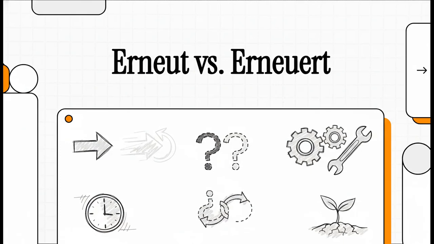Have you ever been there, staring at a German sentence, totally stumped by two words that look and sound almost exactly the same? Yeah, you're not alone. So today, we're going to solve one of the classic German language puzzles that trips up so many people, the difference between erneut and erneuert.